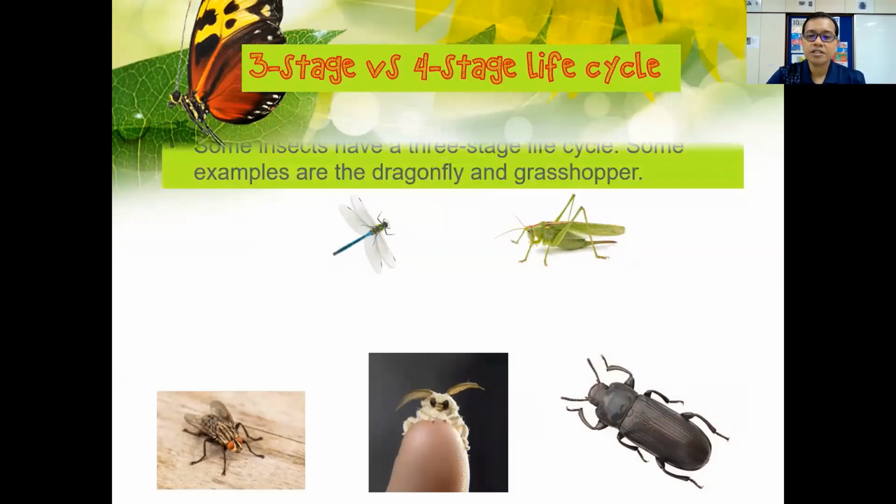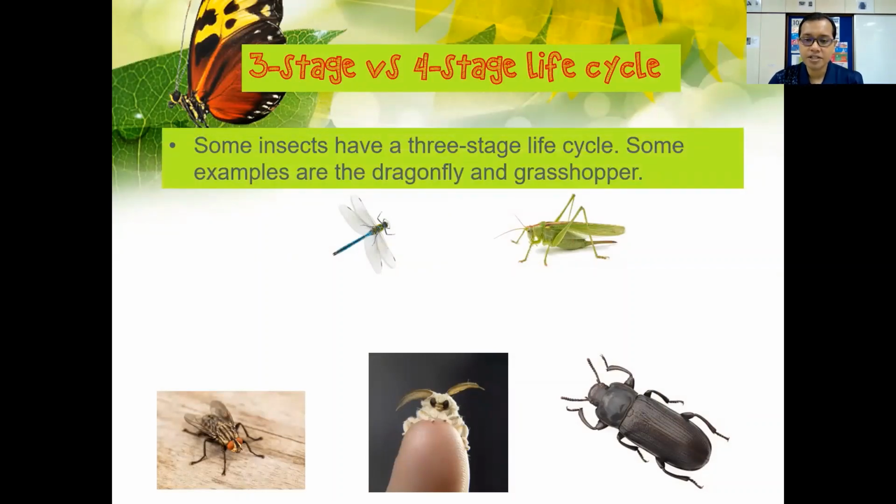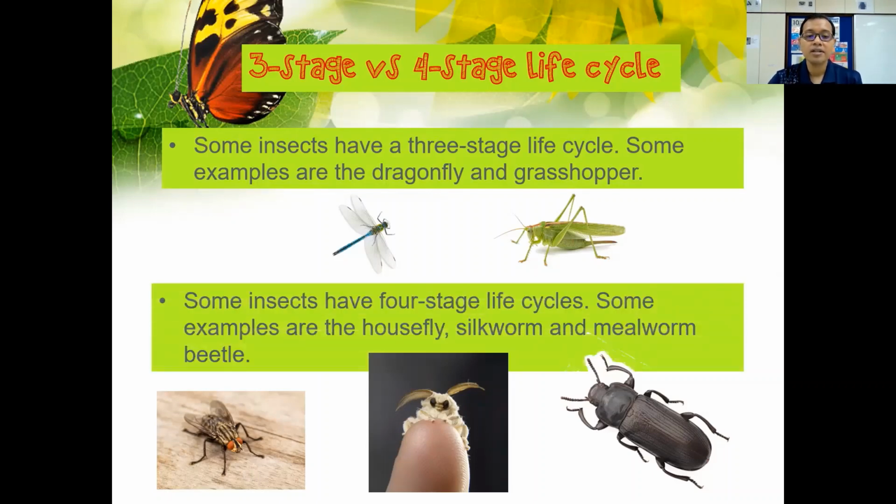3-stage versus 4-stage life cycle. Some insects have a 3-stage life cycle, as I mentioned before. Some examples are the dragonfly and the grasshopper, whereas some insects have a 4-stage life cycle. Some examples are the housefly, silkworm, and mealworm beetle. We are going to take a look at all these 5 animals here.